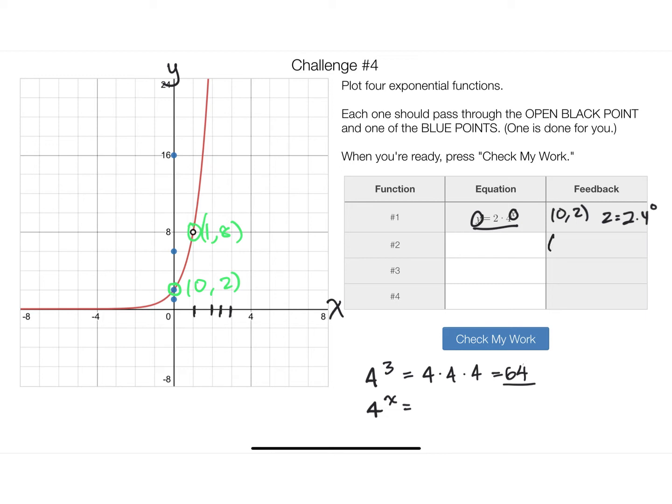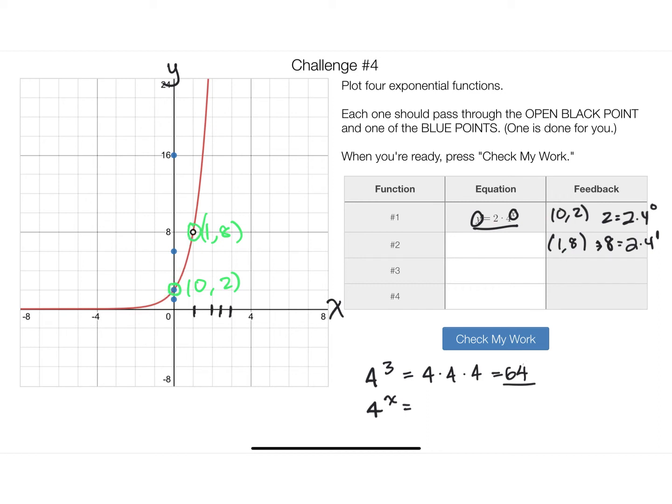The next one would be (1, 8). That means y is 8, which is the same as 2 times 4 to the 1. Hey, that's also true, because we get 4 times 2. 2 groups of 4 is always 8. So cool, that works out. So that's one way to do this.